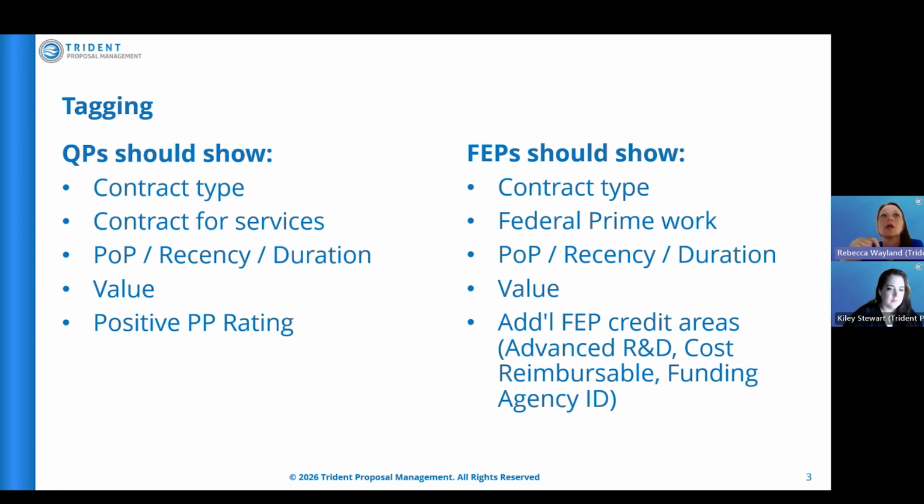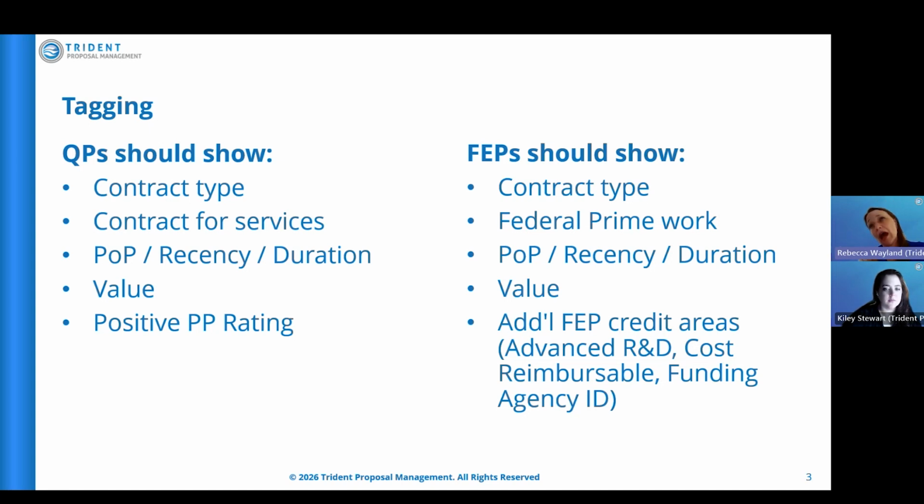Same principle applies for FEPs. It needs to show the right contract type. It needs to show that it's federal prime work. You can't use a subcontractor to show, hey, this was my customer. Like, no, that's not how that works. You only get credit for FEPs if you were actually the prime for a federal customer. Same thing with period of performance, recency, duration. Those constraints apply. And then the value, same rules. It needs to be the total contract value if the project is ongoing, so you can take credit for the ceiling, and only the amount obligated if it has ended.